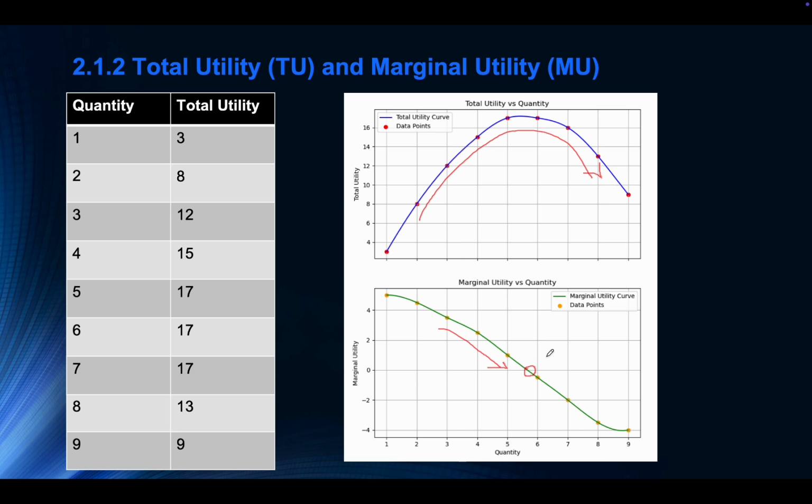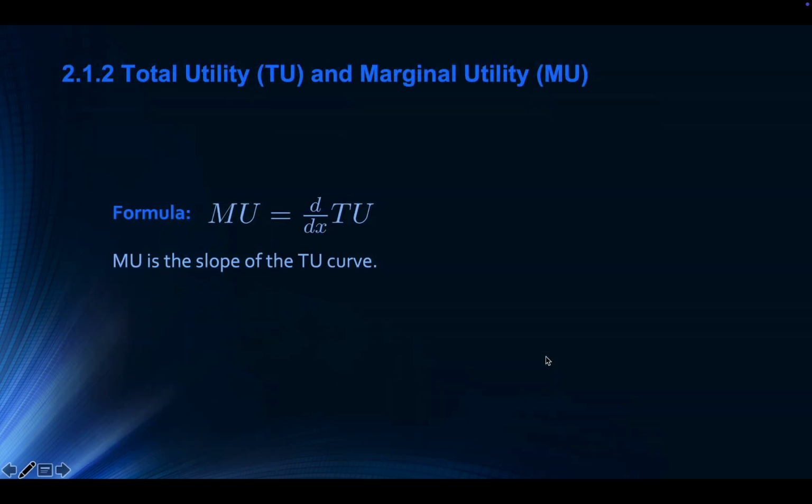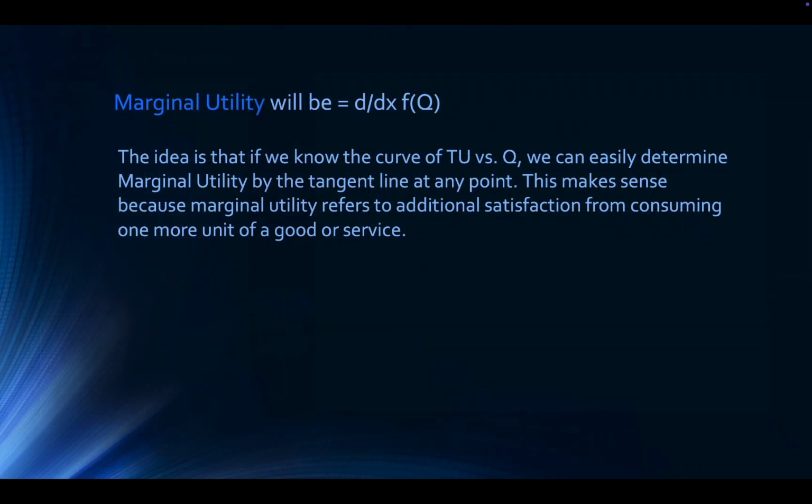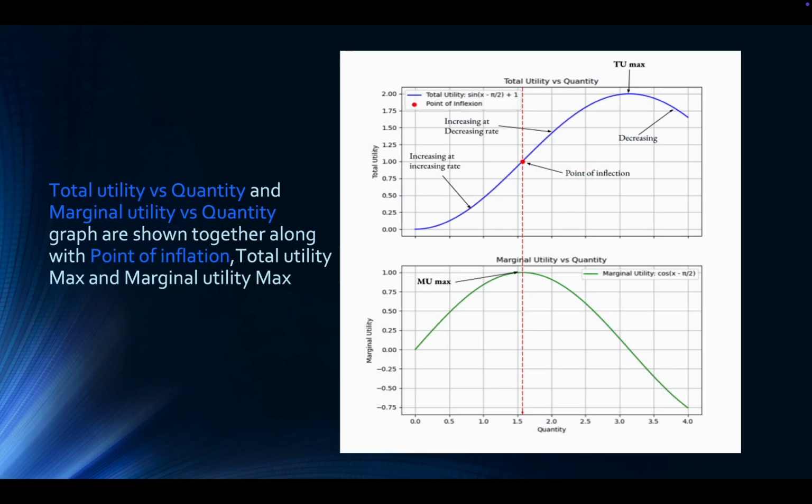So here is a mathematical expression of marginal utility. It is the slope of total utility. So now the question, why does marginal utility decrease? Here we have more graphs on total utility and marginal utility. So this graph is important.